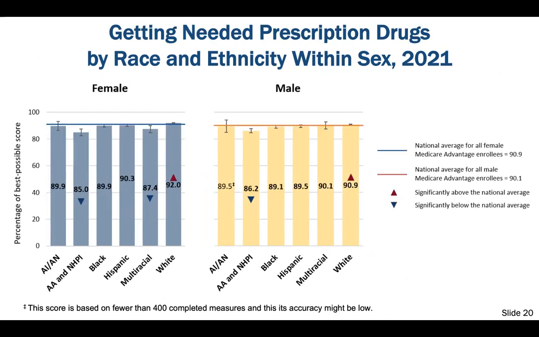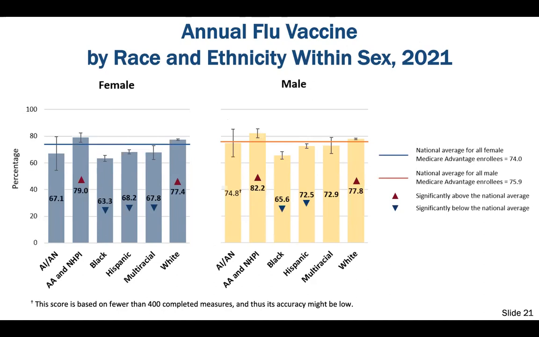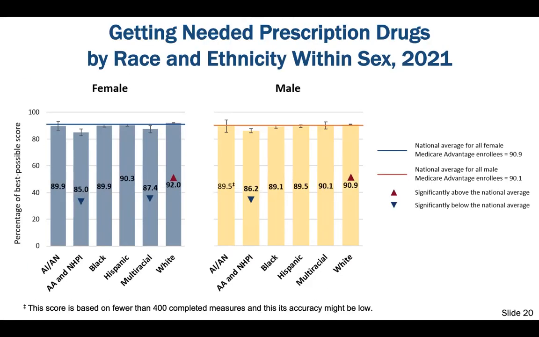which is the slide that says getting needed care by race and ethnicity within sex. So what you've seen so far is a summary across all the measures. These reports also provide more specific information for each of these measures. So suppose that we want to look at just the measure getting needed care, and we're looking at racial and ethnic comparisons to the national average within sex. Then let me describe what you're looking at here.